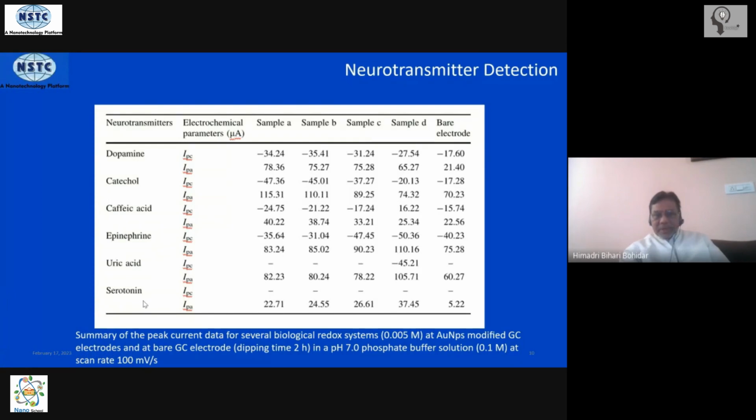Serotonin has no cathodic current at all, 0 cathodic current. It only has anodic current. Uric acid, for instance, gives a very strong anodic current, 105. Now, compared to that, the response from caffeic acid is very poor, 16 for cathodic current and 25 for anodic current. Catechol has 74 as anodic current and minus 20 as the cathodic current here. So some amount of selectivity is already built into this detection process that we are seeing here.